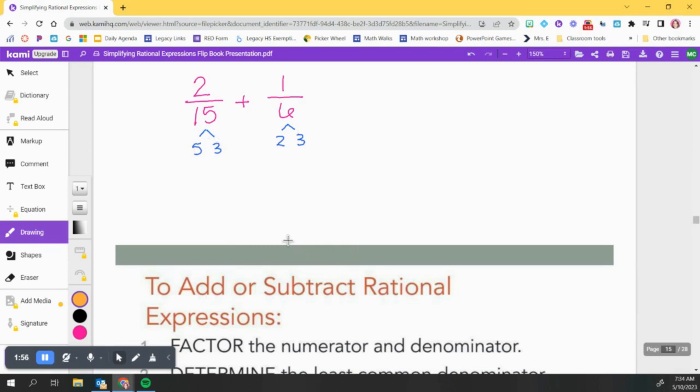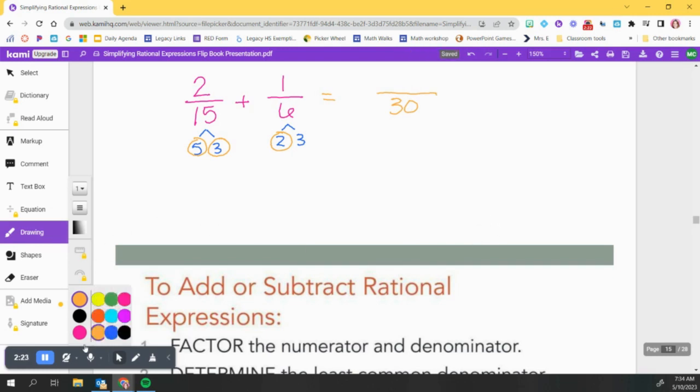Okay. Mathematically, the way that you get that is you're going to take one of every factor of the denominators. If there's a repeat, you don't take the repeat. So I'm going to take a 5. I'm going to take a 3. I'm going to take a 2. I already have a 3. I don't need another 3. We multiply all those together. What is 5 times 3 times 2? 30. That's where we get the common denominator of 30.